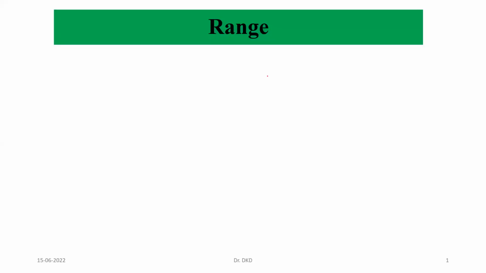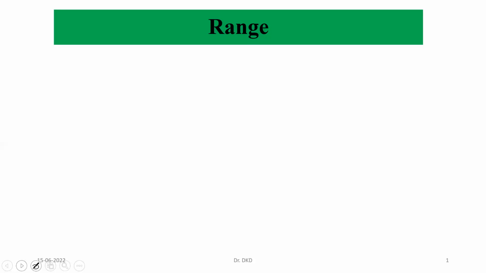Hello, here we'll talk about measures of dispersion. Measures of dispersion are divided into two parts. The first one is known as absolute measures of dispersion, and the second one is known as relative measures of dispersion. Absolute measures of dispersion are of four types, where the first one is range. So here we'll discuss range.